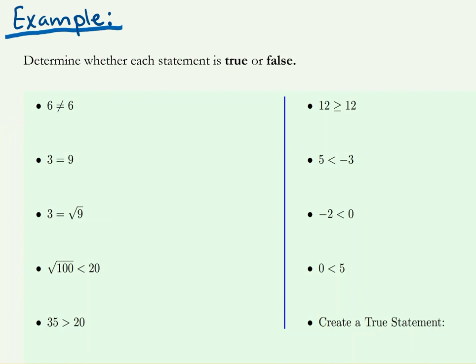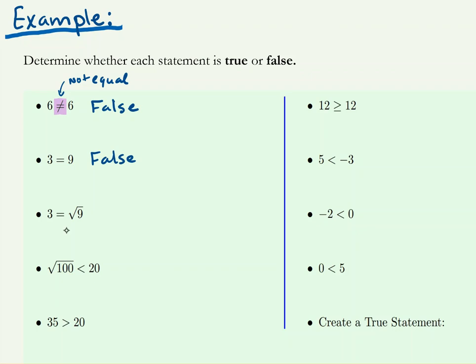With this example, we're going to introduce just two more notations that we might have seen before or not. This is just the equal to symbol, whereas this next one, the equal to symbol with a line through it, means not equal. So this is saying 6 is not equal to 6. Okay, that of course is a false statement. 6 is equal to 6. 3 is equal to 9 is false as well. That's not true.